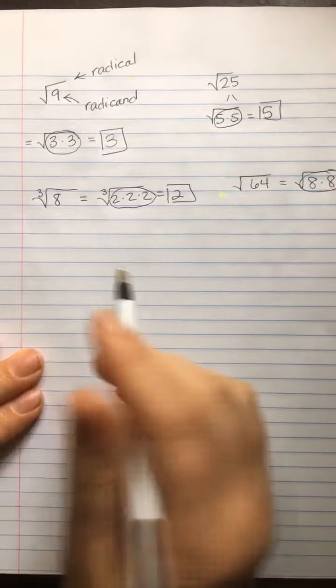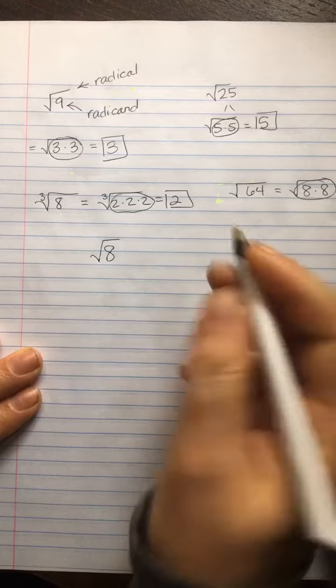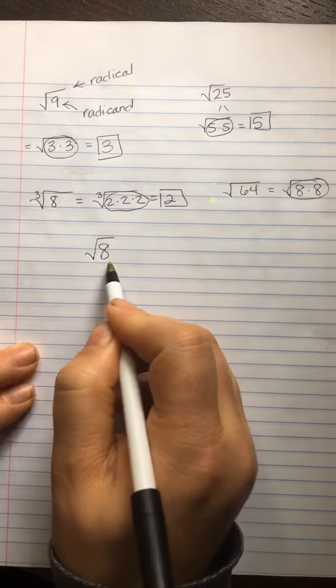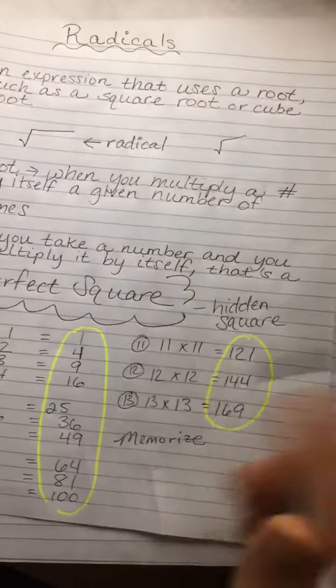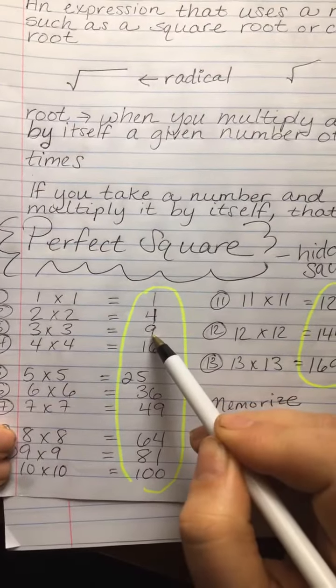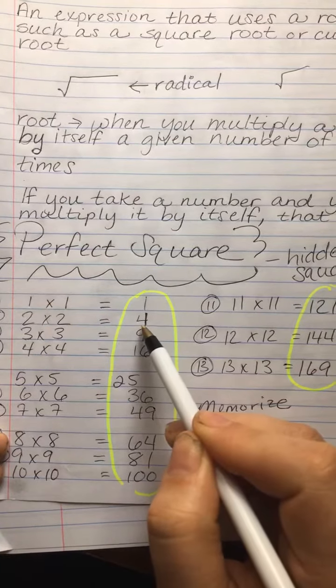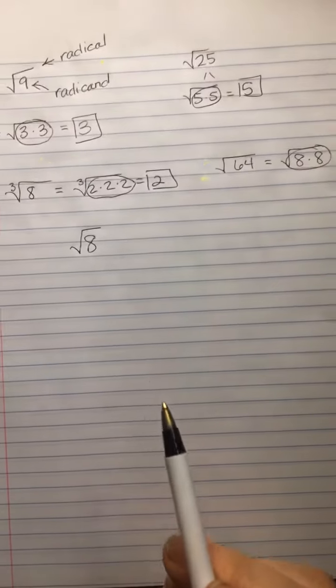So let's say you have the square root of 8. Well, is this a perfect square? Meaning on our list of perfect squares, does anything equal 8? Well, no, we only can get 3 times 3, which equals 9. And we know before that 2 times 2 equaled 4, so nothing equaled 8, right? So 8 is not a perfect square. So what do we do in this situation?